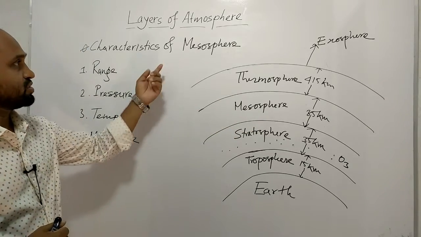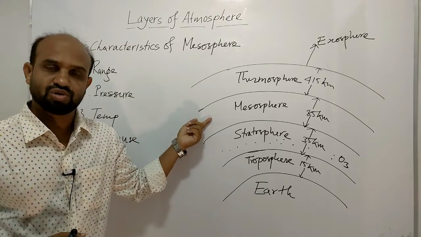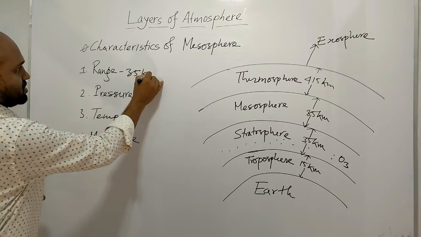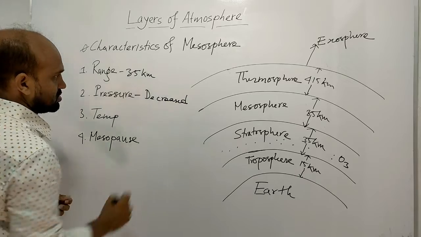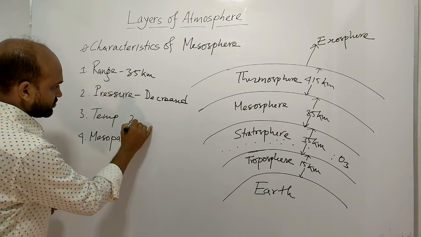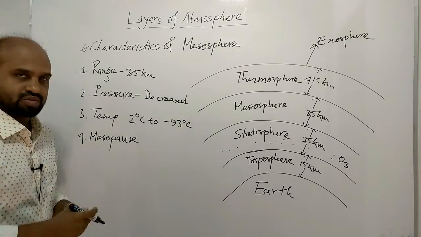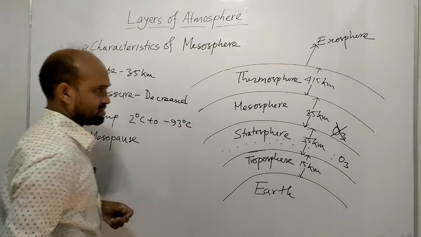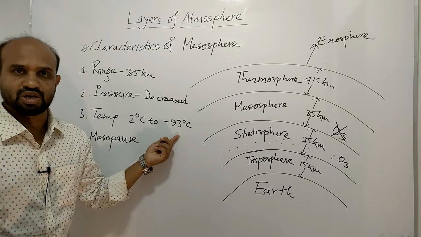Now, characteristics of mesosphere. The third region in the atmosphere from the ground is known as mesosphere. Its range is 35 kilometers. Pressure is decreased with the increase of altitude. Temperature is decreased here from 0 degrees Celsius to minus 93 degrees Celsius, because here solar energy absorbent ozone is not present. That is why in this region temperature is decreased. This is called positive lapse rate.